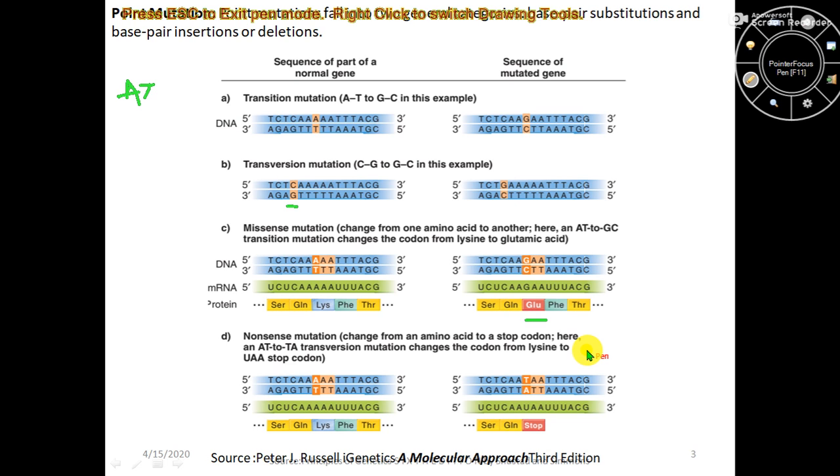The next type is nonsense mutation, where the result of the mutation produces a stop codon and transcription and translation stop. So the translation stops. Here you look at that AT it changes into TA. For this reason, the codon AAA changes into UAA, which is a stop codon. Here, one change results in a stop codon. So the translation stops. This is the nonsense mutation, where the translation stops.